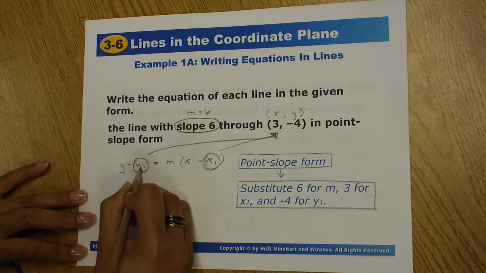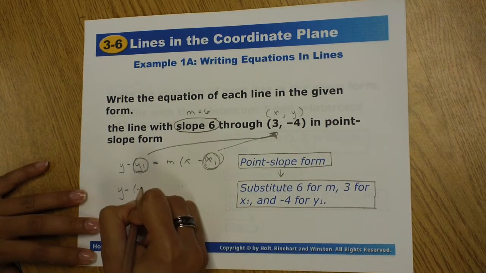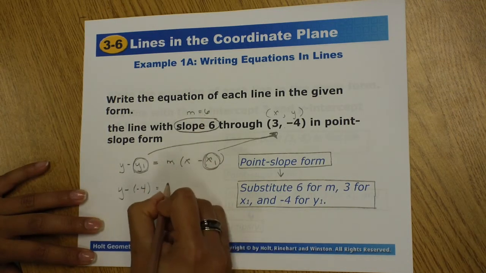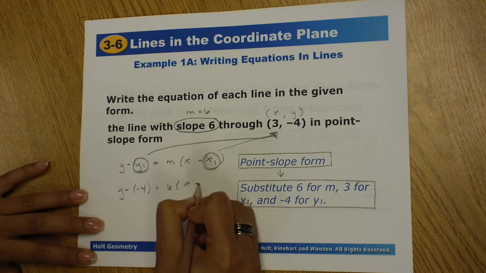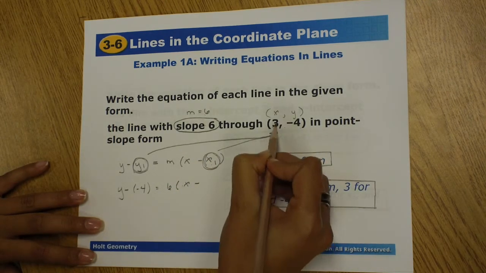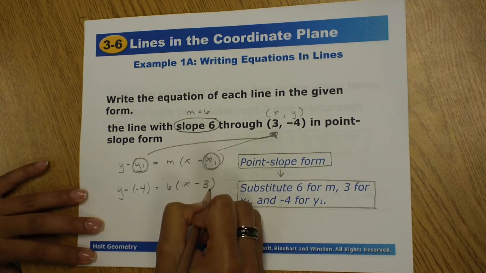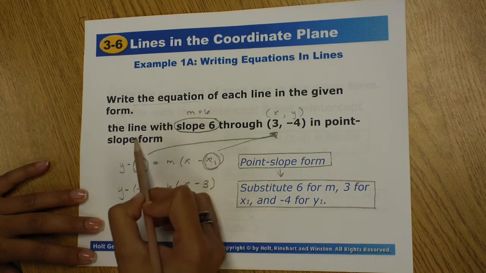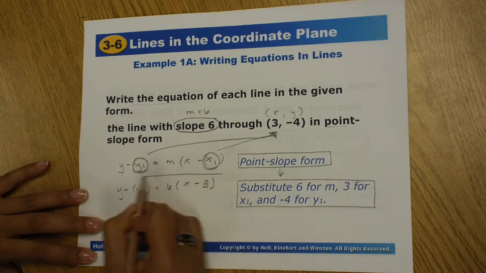That gives me y minus y sub 1, which is -4, equals slope, which is our 6, times the quantity of x minus, and then x sub 1, our x value, is 3. And all we had to do was write the equation, and we have point-slope form. This is point-slope form, so we're done.